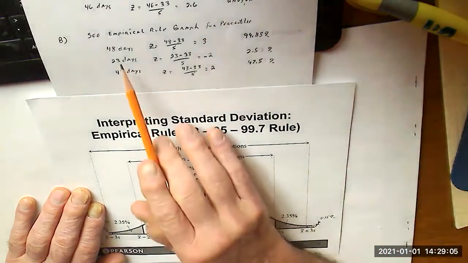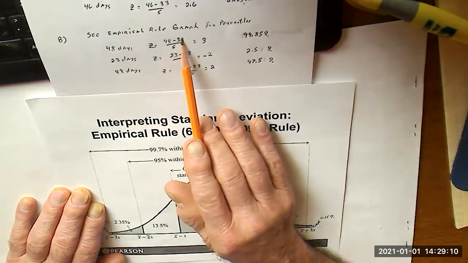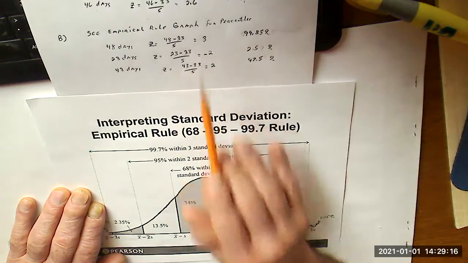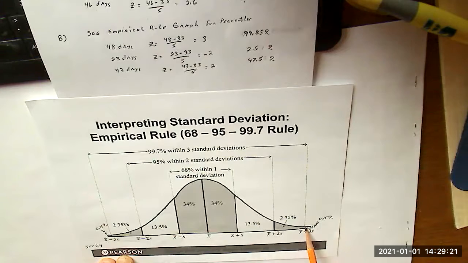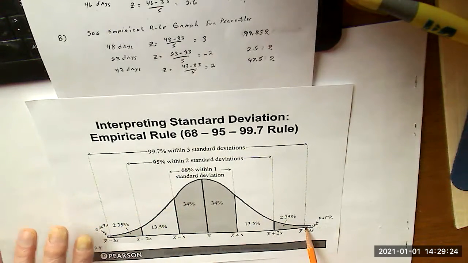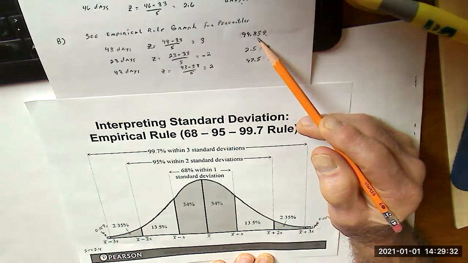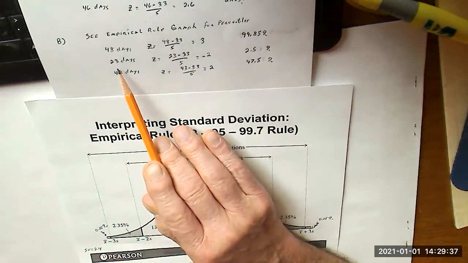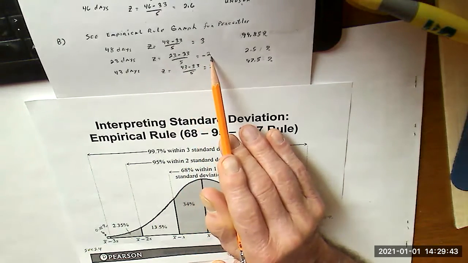Okay, for 48 days, we want to convert the data value into a z-score. z equals 48 minus 33 over 5, which is 3 standard deviations. Okay, go down to the graph. 3 standard deviations is all the way out to here. We want the area to the left. Well, the area to the left is 100% minus the 0.15. That's going to give me a percentile of 99.85%.